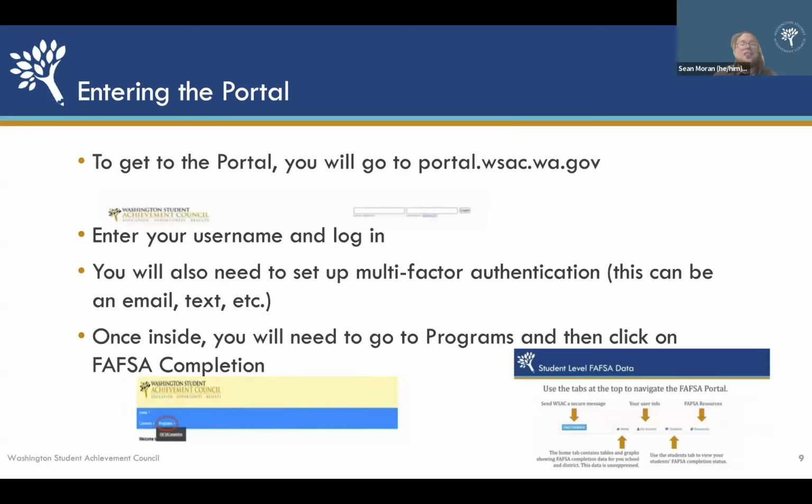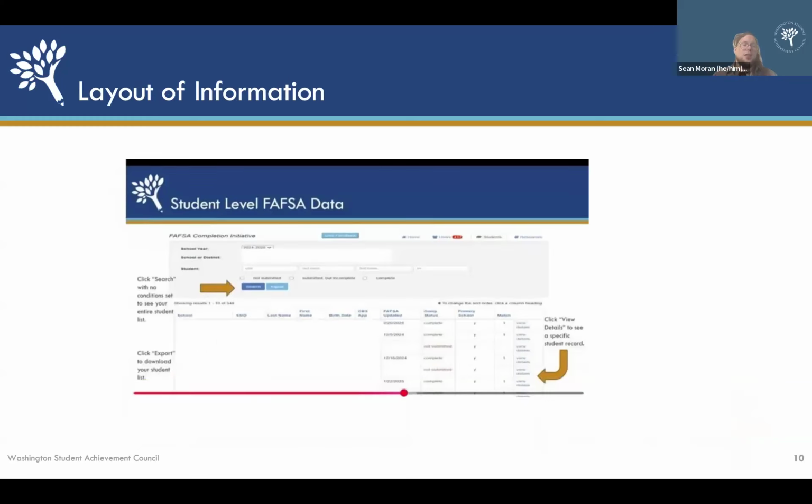Once inside, you'll just need to go to Programs and then click on FAFSA Completion. These are some of the tabs you'll be seeing: Home, My Account, Students, and Resources. The Resources tab will have information such as the FAFSA Completion Guide and the FAFSA Completion Frequently Asked Questions, another resource included on your webinar links document as well. It will also have information about some of the other resources we'll talk about later, such as 12th year. And many of you will probably spend most of your time on the Students tab.